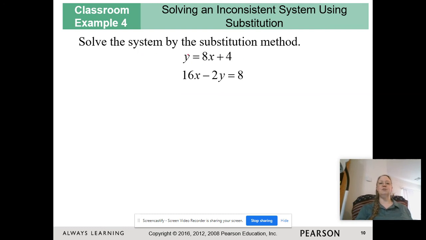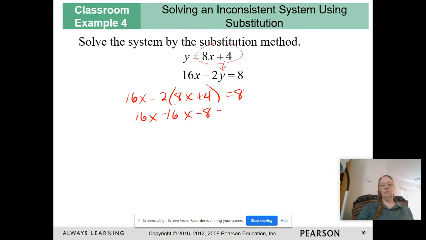So we're going to solve by substitution. We are going to take this and substitute in for y. We already have y solved for, so 8x plus 4, distribute. Combine like terms. Notice. My x's canceled out, and I don't have any y's. No y's, no x's.